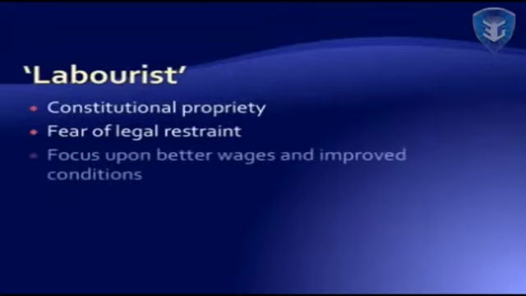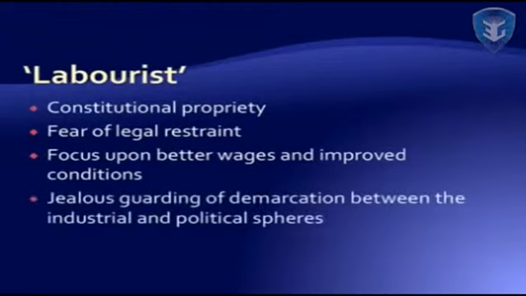In addition, British trade unions are labourist insofar as they have generally confined themselves to demands founded upon members' economic interests. Typically, they have sought better wages and improved conditions of work for their members. One consequence of this has been that the trade unions and the Labour parties have generally sought to ensure that there is a clear demarcation of industrial and political spheres, which has been jealously guarded. And as we'll see in the lecture, throughout much of the post-war period, this has meant that free collective bargaining and the voluntary legal framework have been regarded as sacrosanct by the trade unions.